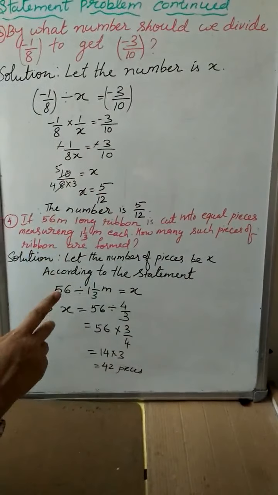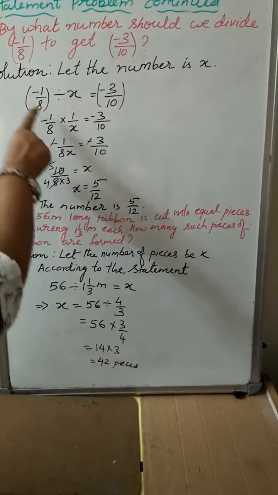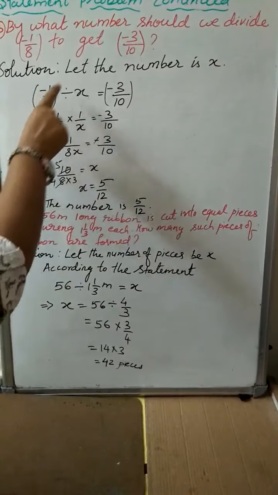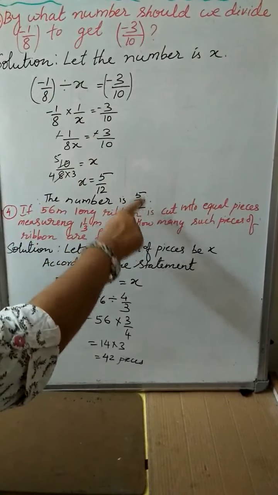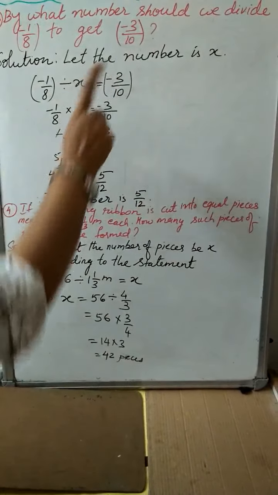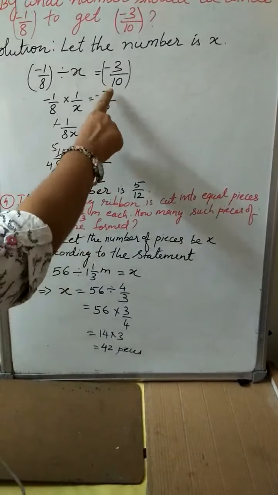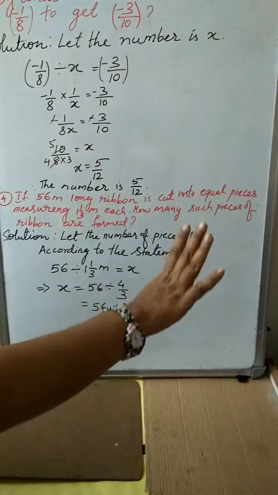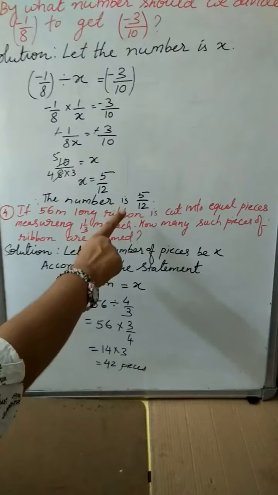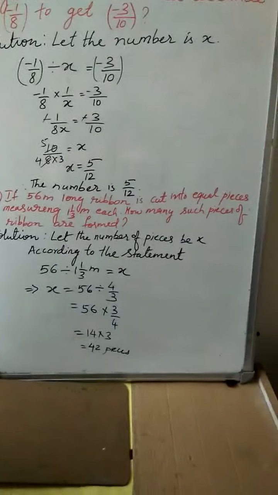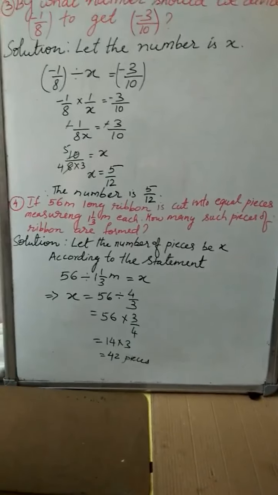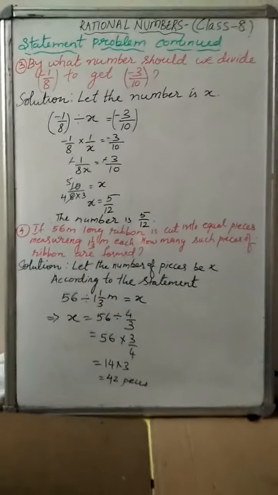If you need to verify this, then again you divide minus 1 by 8 by 5 by 12 and check whether you are getting minus 3 by 10 or not. If you are getting the correct answer, that means verification is done and our answer is correct. So for these types of questions, you can do verification by yourself also.